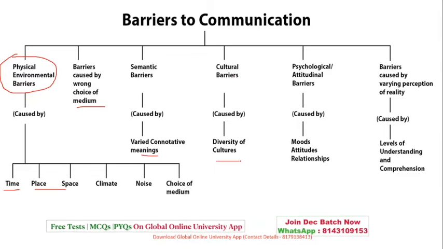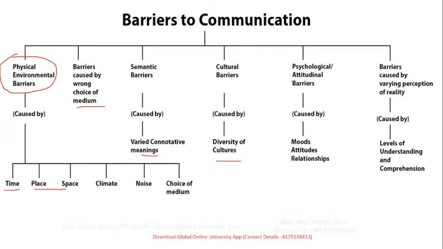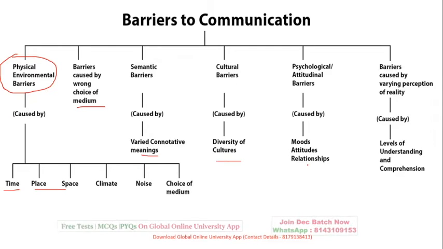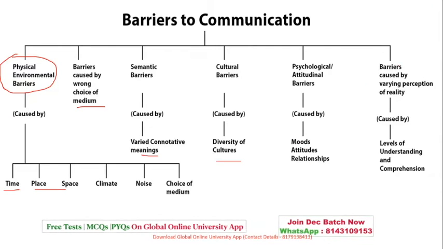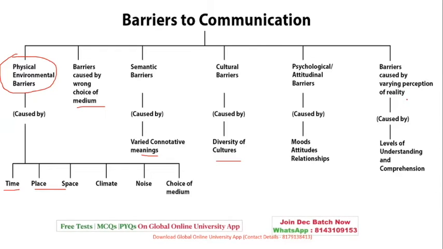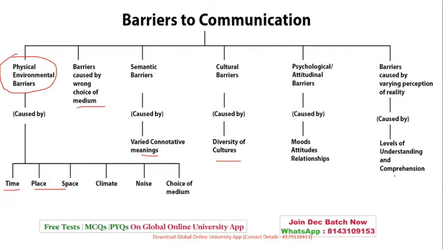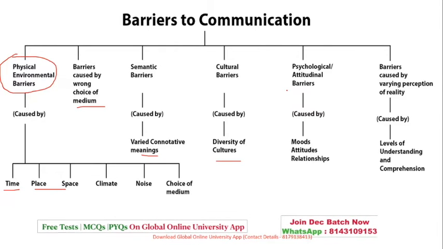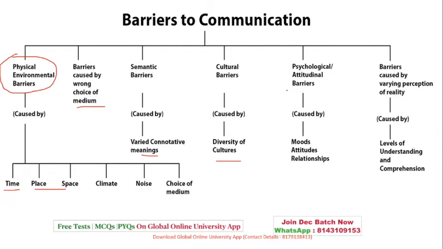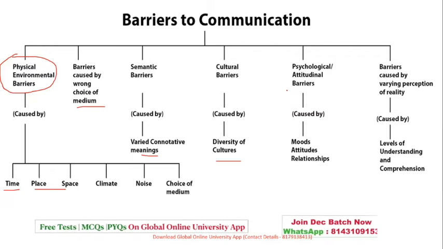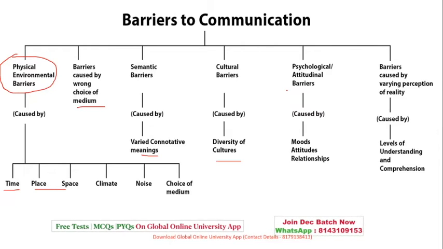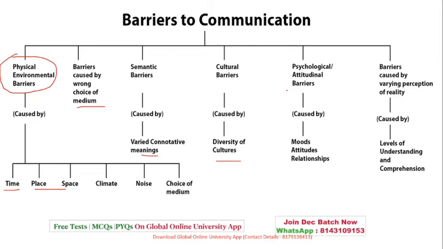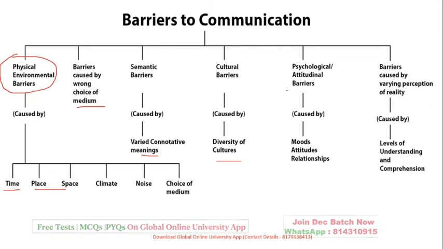Cultural barriers, which are caused by the diversity of culture. Attitudinal barriers, which are caused by the moods, attitudes, and relationship. And barriers which can vary by perception, that is level of understanding and comprehension. So again, in barriers of communication, there are different types of questions you get. Sometimes they can give you direct questions. Sometimes they definitely want you to go for such questions which should identify the types of barriers.